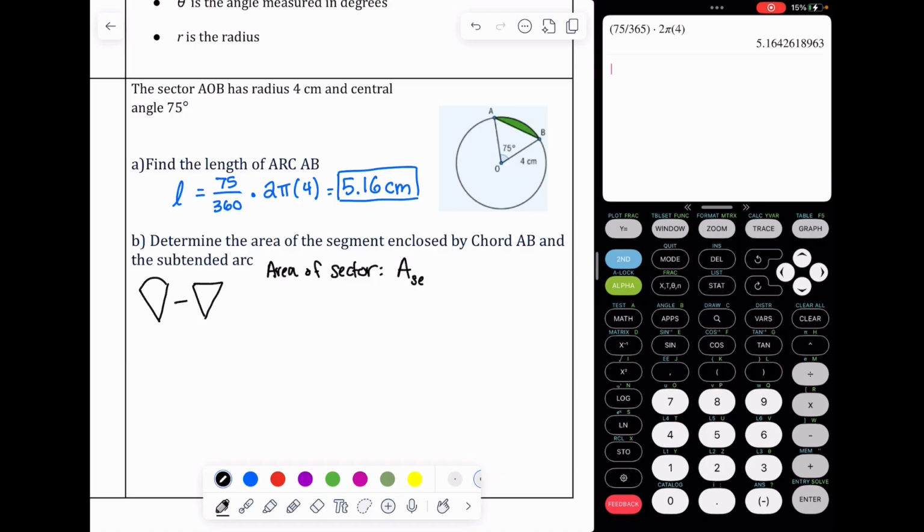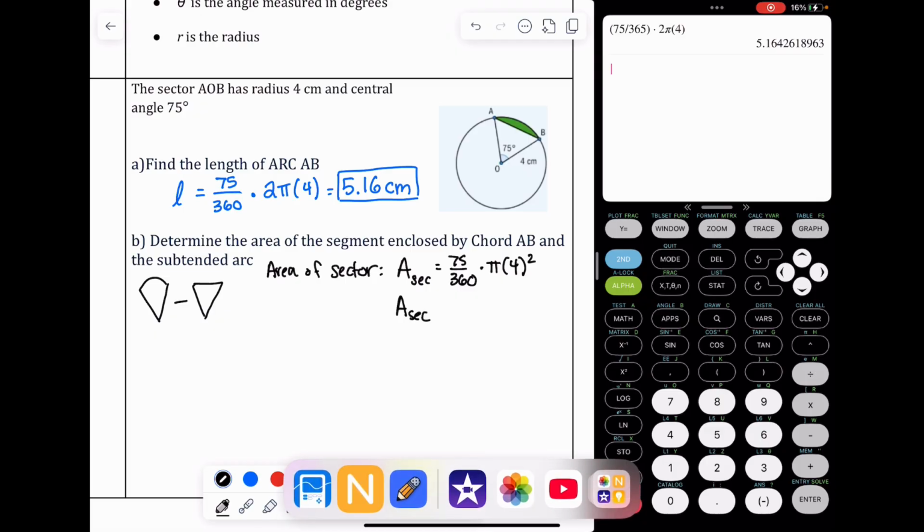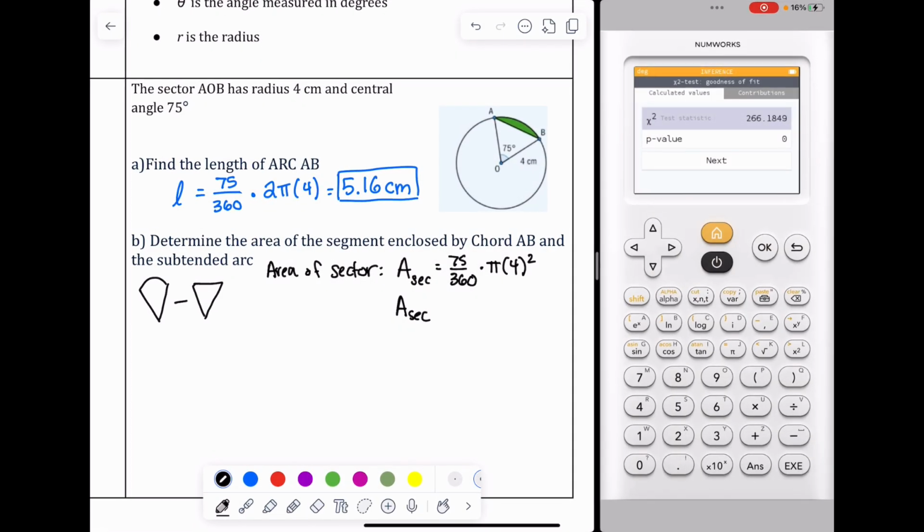area. I'm going to do a little subscript of sector, just so I remember. So area of sector is 75 over 360 times the area of the whole circle, which would be pi times 4 squared. So let's see what we get for that. And I'll use NumWorks this time just so we can make sure that we know how to find pi over there also.